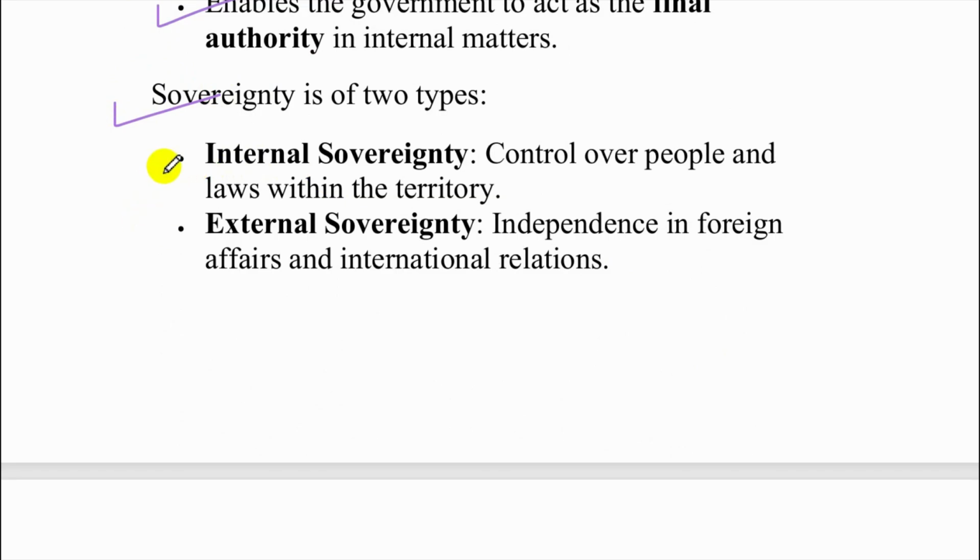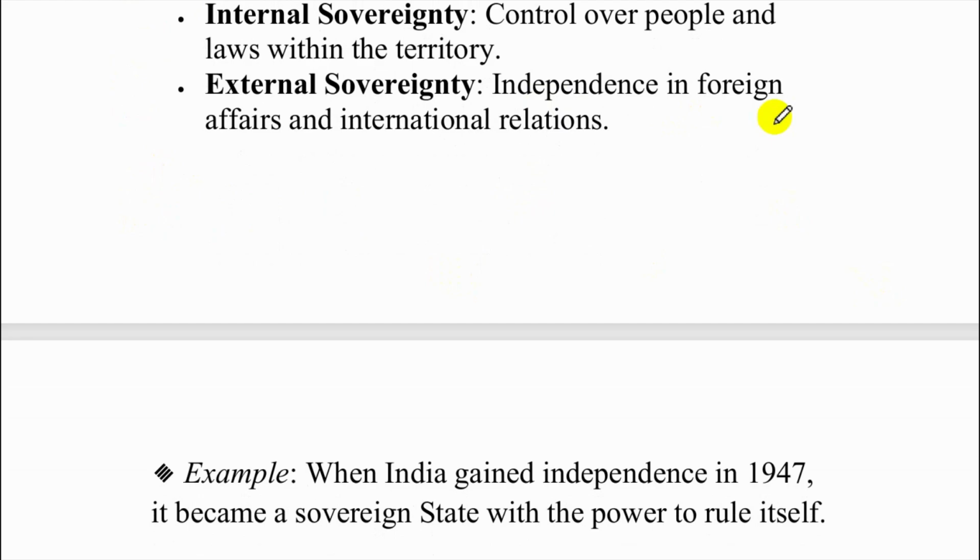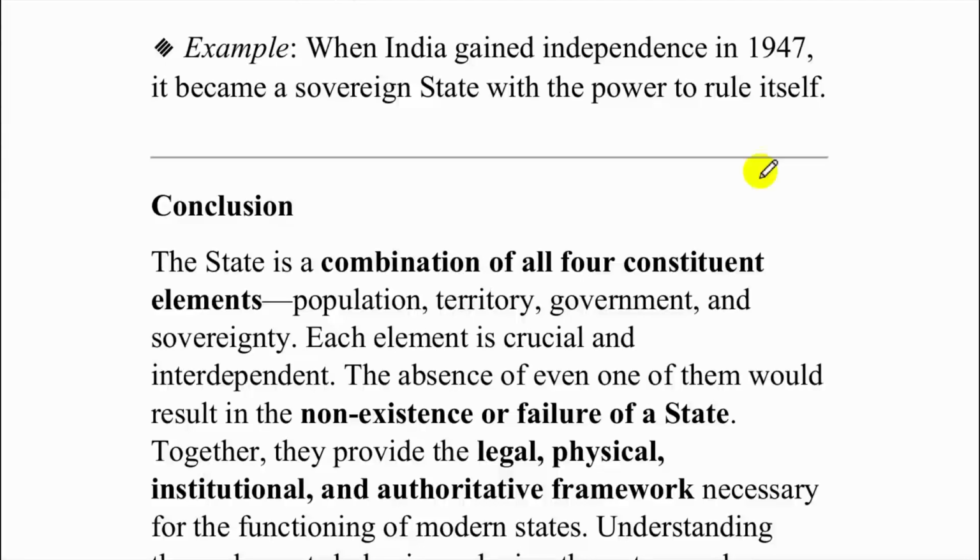Internal sovereignty means the control over people and laws within the territory, within the geographical boundary of the state. Whereas external sovereignty means that the state has independence in foreign affairs and international relations. That is, it can deal with other states, other countries, and other countries recognize the sovereignty of India. For example, when India gained independence in 1947, it became a sovereign state with the power to rule itself.